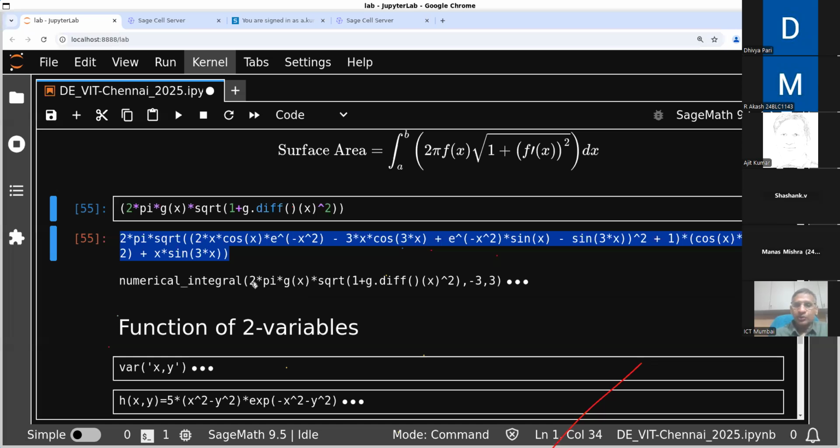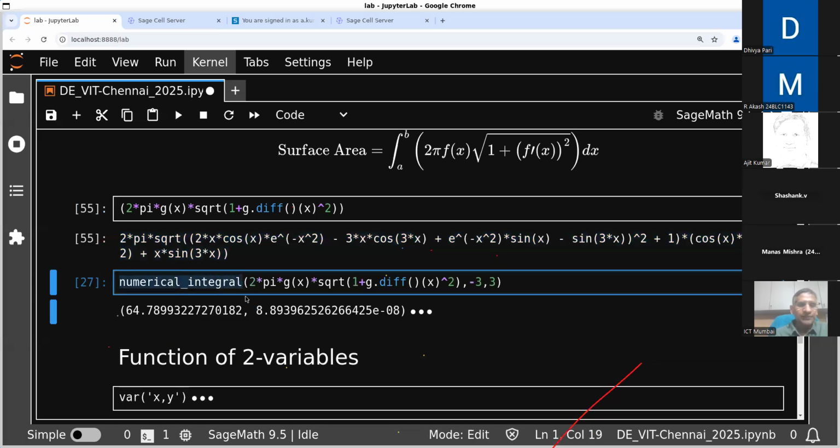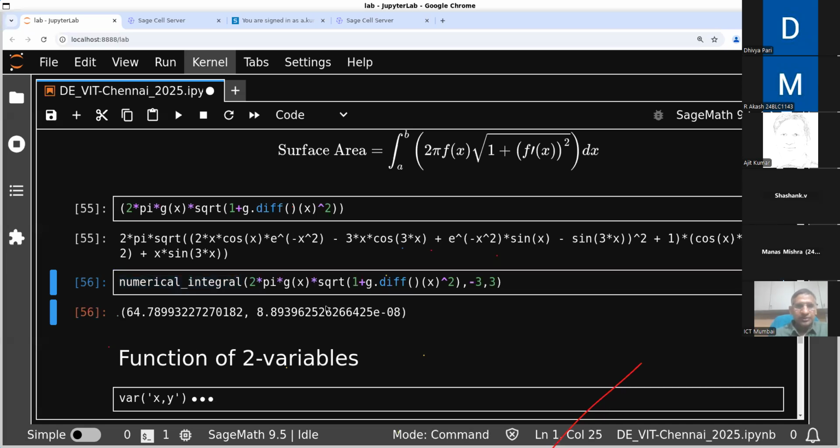And there are many methods of doing that. For example, here there is an inbuilt function called numerical integral of this function, right? And the numerical integral is 64.78. So that is the surface area of the surface of revolution between -3 and 3, revolved around the x-axis, right?